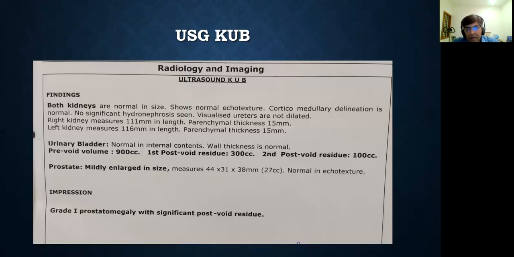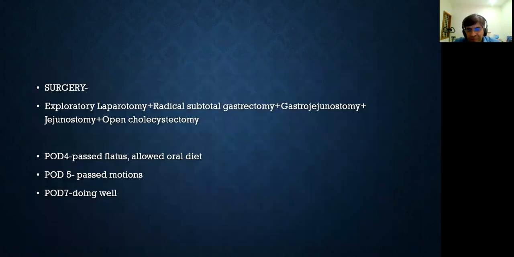You are explaining everything. I think ward rounds is more about patients who have already been admitted, who have had surgery or are about to have surgery. So there is no need for you to elaborate on all these things. Okay, sir. So you tell me what did they do on the table? Sir, they did exploratory laparotomy plus radical subtotal gastrectomy, plus gastrojejunostomy, plus jejunostomy and open cholecystectomy, sir. Okay. I have the intra-op pictures, sir.